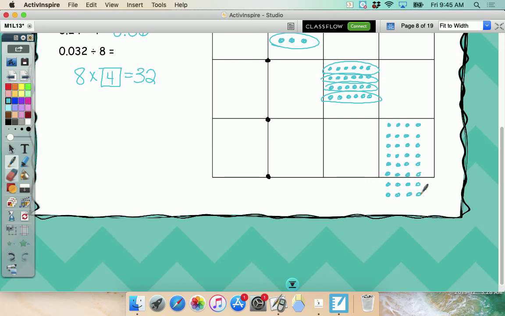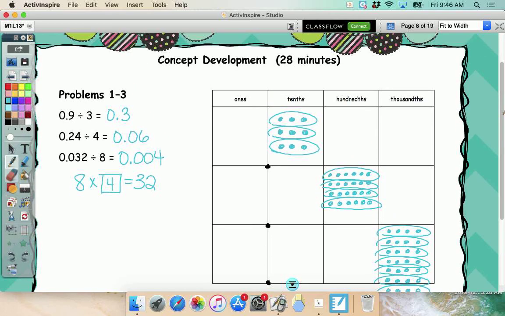Okay, and now it's going to be easy to make 8 groups, isn't it? So I'm strategically drawing these dots to make my life easier. What do you think? Good idea? Yeah. So now my answer is going to be how many are in each group? 4. So how do I write 4 thousandths? 0.004. Okay. Good. Okay.